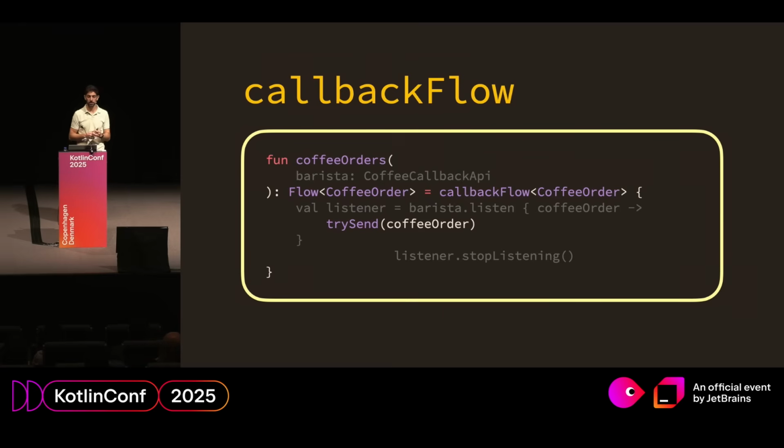Because we want to get all those items and never stop, at some point, if the flow is canceled, if the collector stops collecting, then we can call awaitClose to actually wait for the flow to finish, and then we stop listening to our barista.